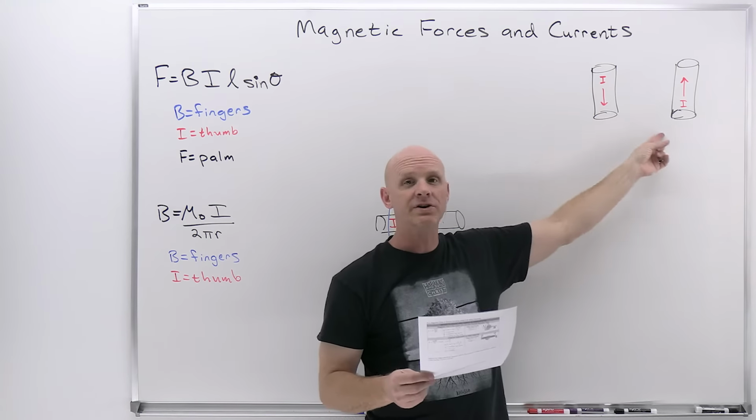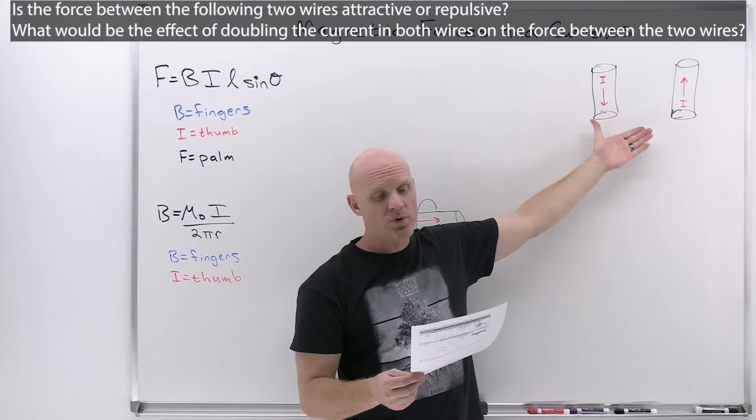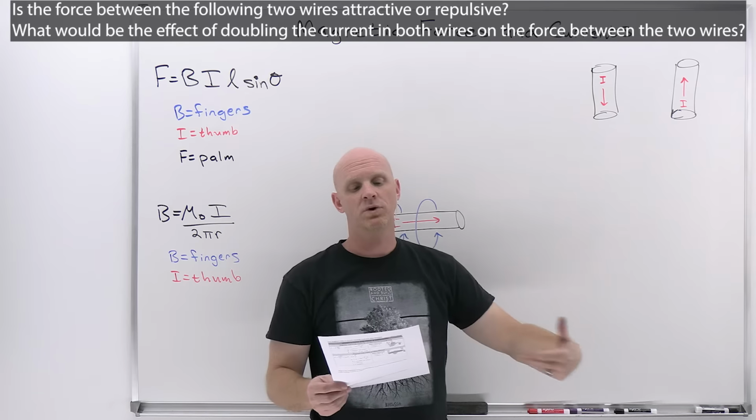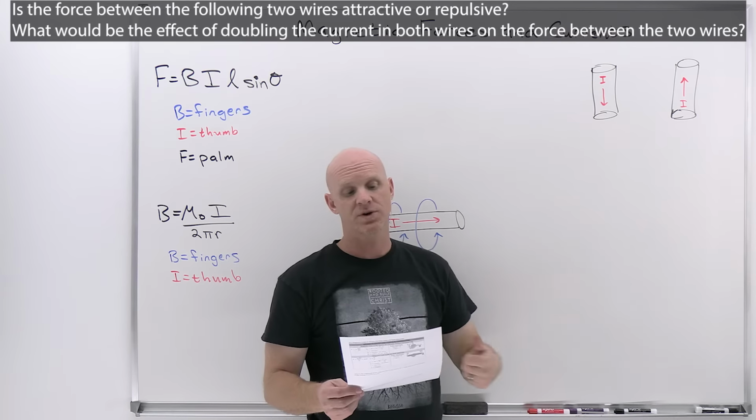So the first problem we're going to take a look at is a classic problem involving what we call parallel conductors here. We've got two parallel conducting wires, and the question says, is the force between the following two wires attractive or repulsive? What would be the effect of doubling the current in both wires on the force between the two wires?